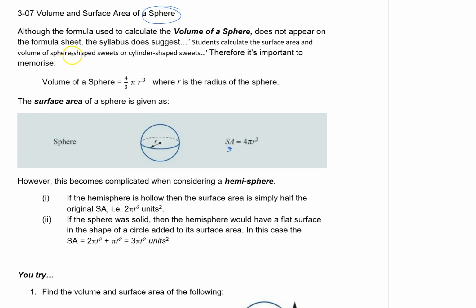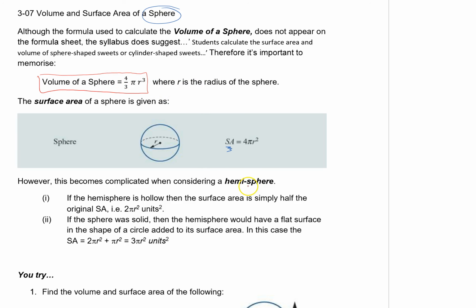However, the syllabus seems to indicate that you could be asked to find the volume of a sphere, in that it says students calculate the surface area and volume of sphere-shaped sweets or cylinder-shaped sweets. So it is important that you have learnt this formula, 4/3 pi r cubed. And of course the units will be units cubed because it's volume.